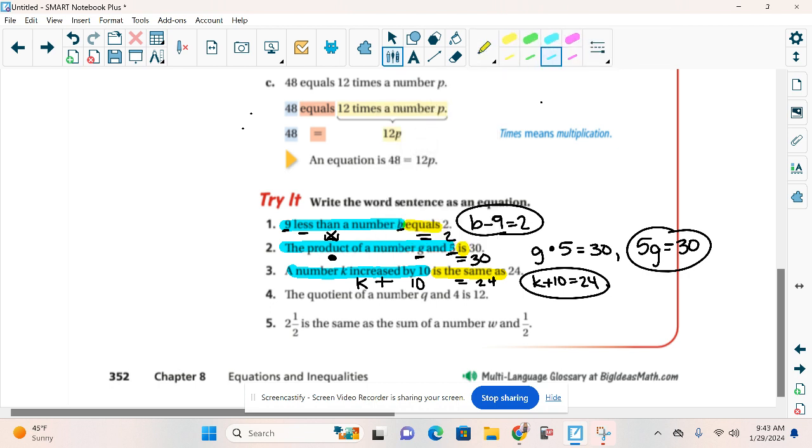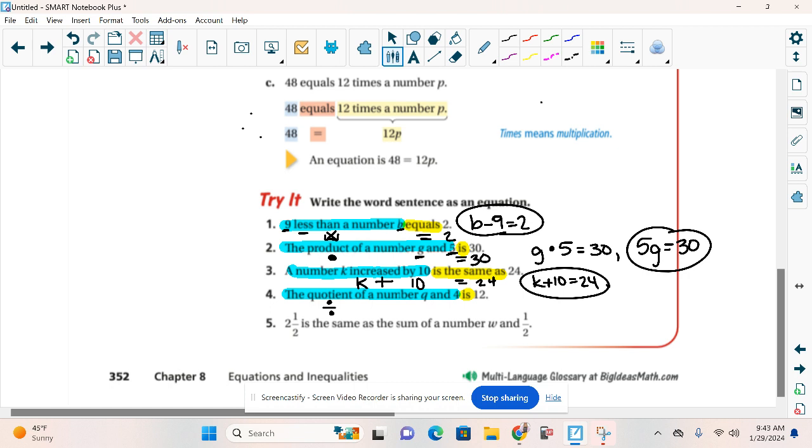Alright. Highlighter. Equal sign. Is. And then problem highlighter. What's the problem? The quotient of number Q and 4. What's our key word here? Quotient. And what does quotient mean? Division. I saw a lot of us do that as multiplication. That's one we got to learn: quotient means division.